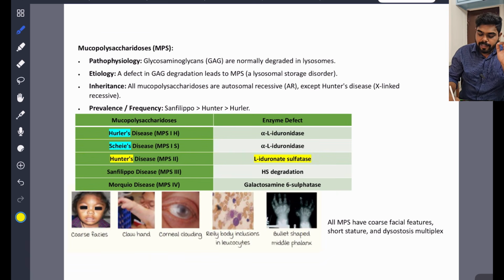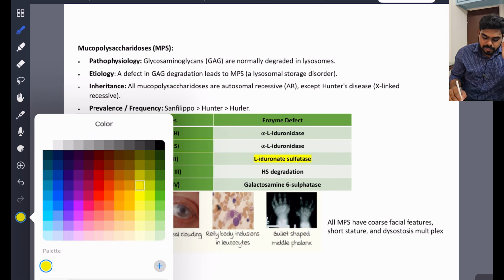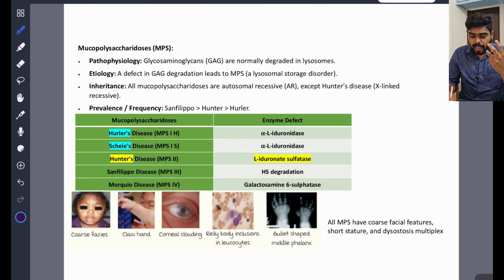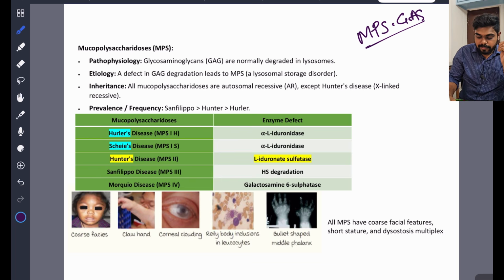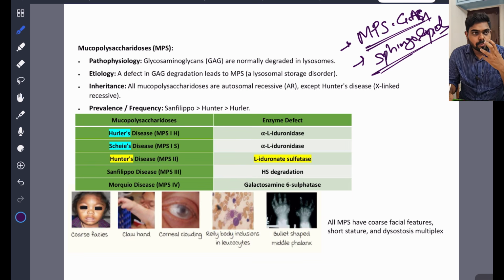First of all, lysosomal storage disorders: we know this degradation happens in lysosomes. Mainly we have mucopolysaccharidosis, where glycosaminoglycans are degraded in lysosomes. And we have sphingolipids, whose degradation also happens in lysosomes. So lysosomal storage disorders include both.